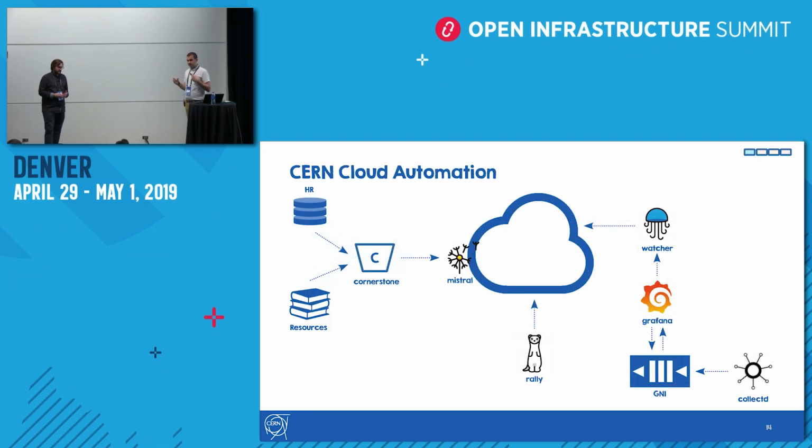If we look at the picture of how we do automation at CERN, these are the OpenStack components that do automation. We have Mistral that interacts with all the business logic in terms of resources. And on the right-hand side, you have all the monitoring data and how we're using the monitoring data to optimize the cloud with Watcher.